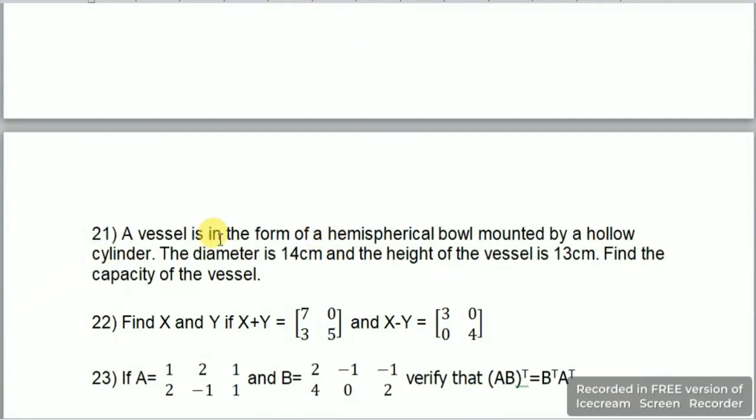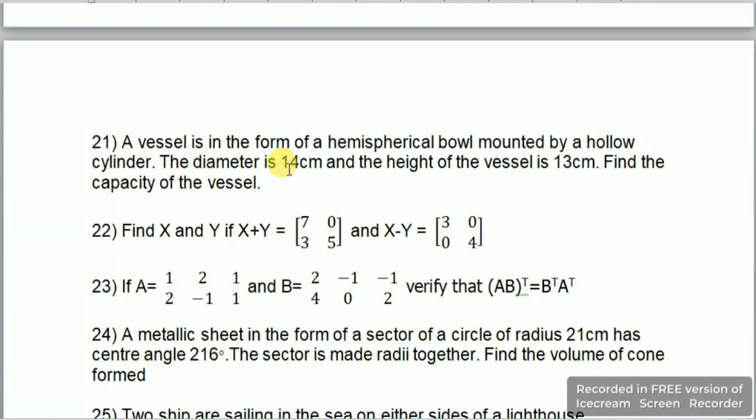21. A vessel is in the form of a hemispherical bowl surmounted by a hollow cylinder. The diameter is 14 cm and the height of the vessel is 13 cm. Find the capacity of the vessel.